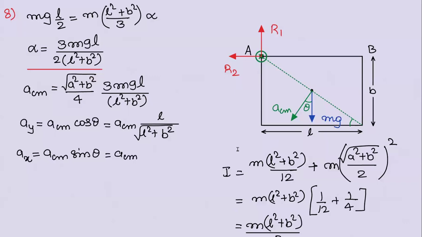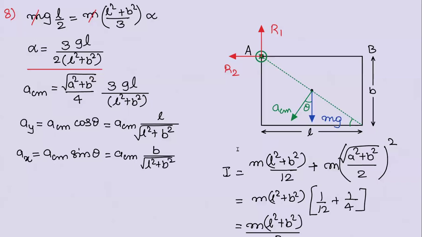And in the alpha, M comes, sir. No, M won't come. M is not there. Correct, you're right. M cancellation I haven't done, right? M gets cancelled. You're right. So here also M won't come. Good. Let us continue. ACM is equal to B by square root of L square plus B square.